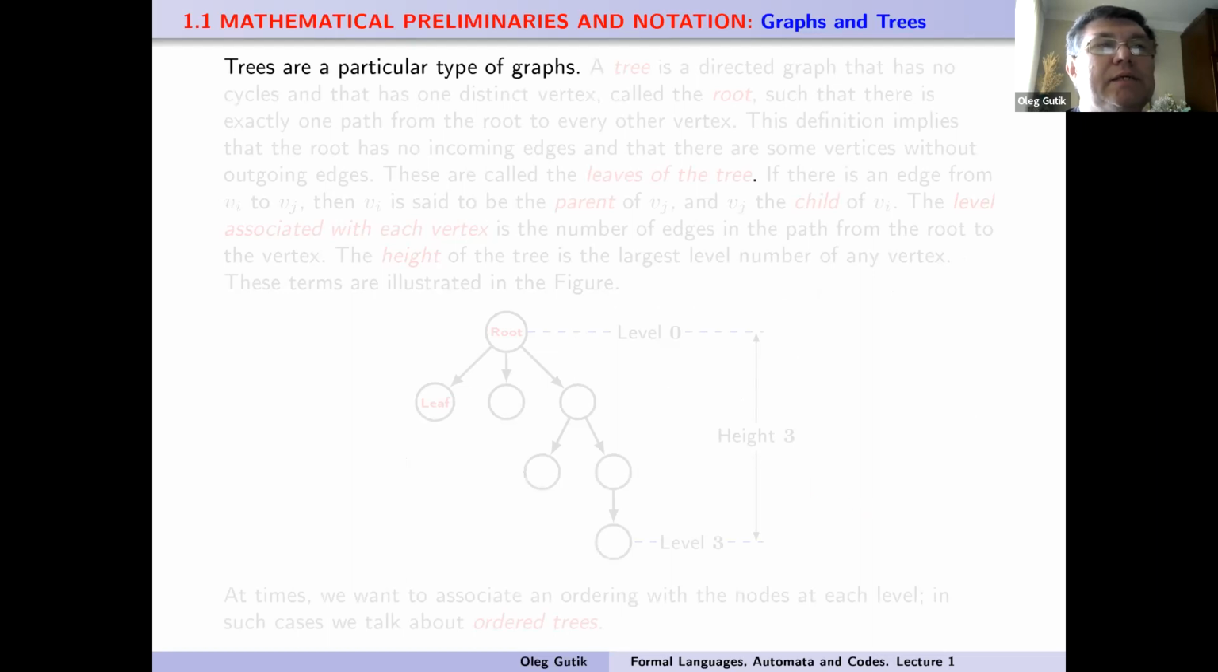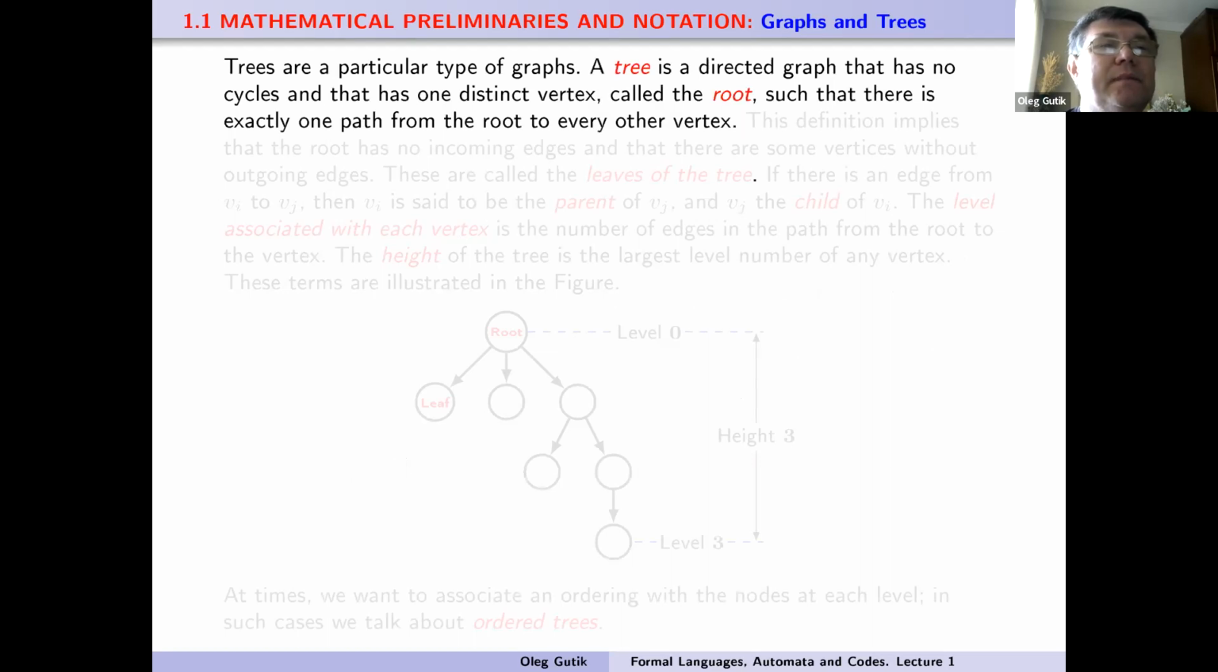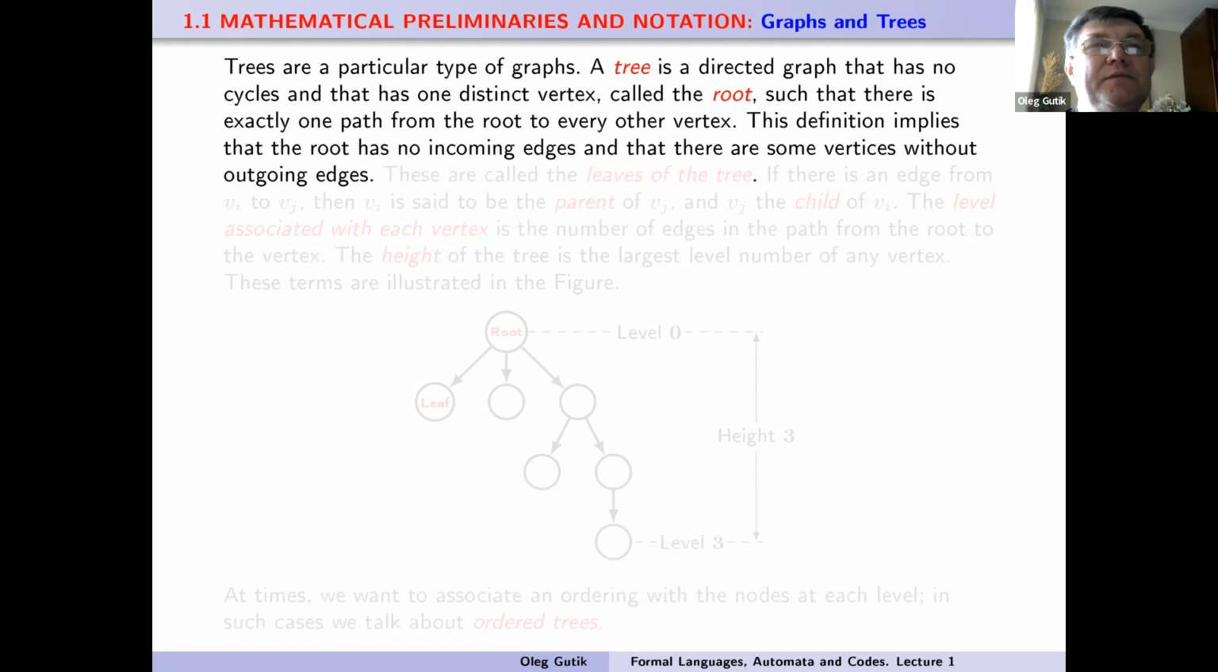A particular type of graph: a tree is a directed graph that has no cycles and that has one distinct vertex called the root, such that there is exactly one path from the root to every other vertex. This definition implies that the root has no incoming edges and that there are some vertices without outgoing edges.